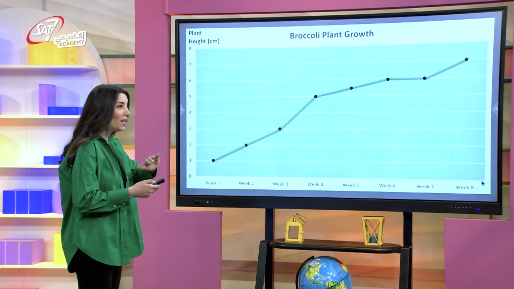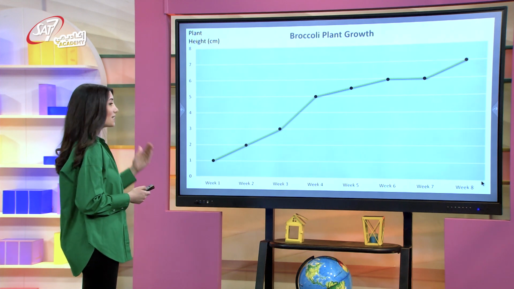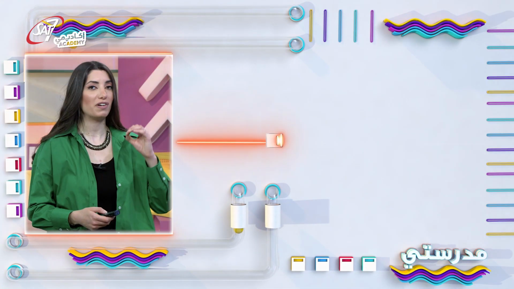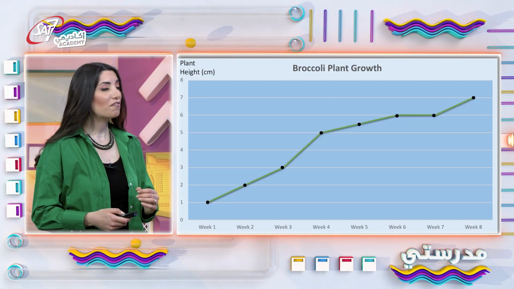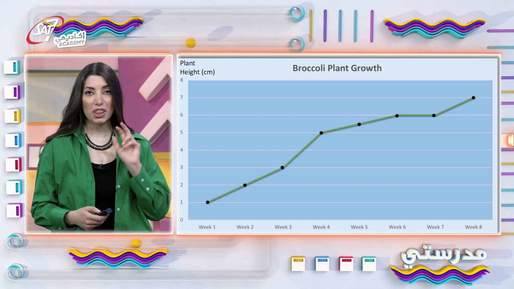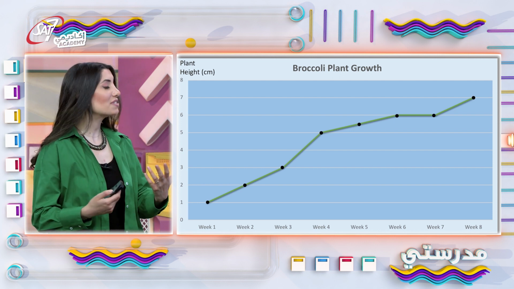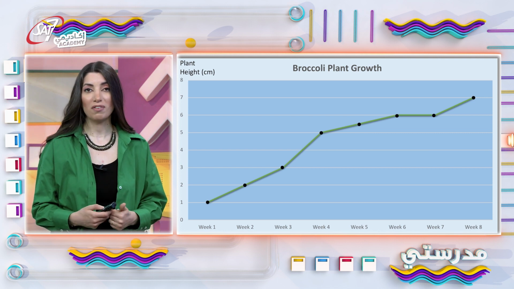How tall was the plant after 5 weeks? At 5 weeks, the point is between 5 centimeters and 6 centimeters, which means the plant was 5.5 centimeters tall. At which week did the plant grow the most? We notice that the plant grew around 1 centimeter every week, except for week 4. It was 3 centimeters on week 3, and it grew to become 5 centimeters tall on week 4.